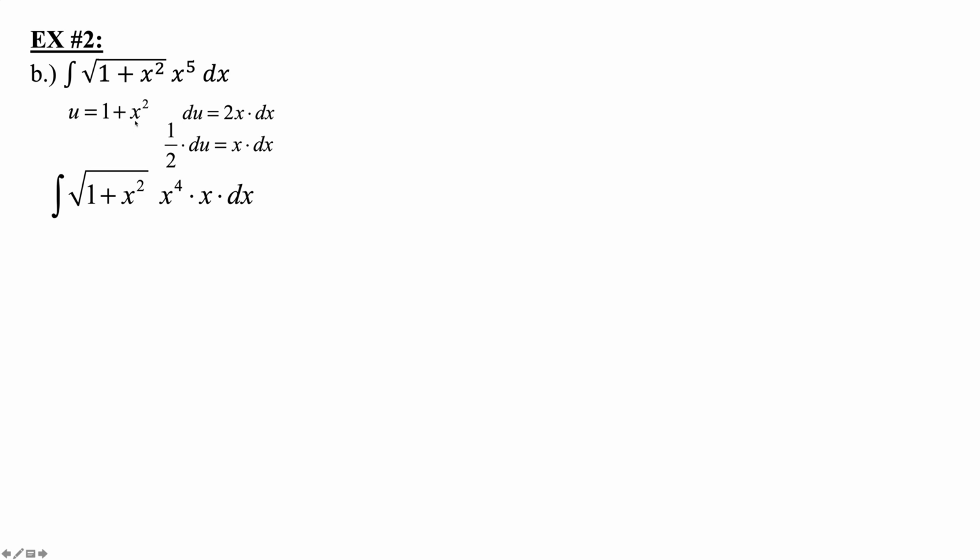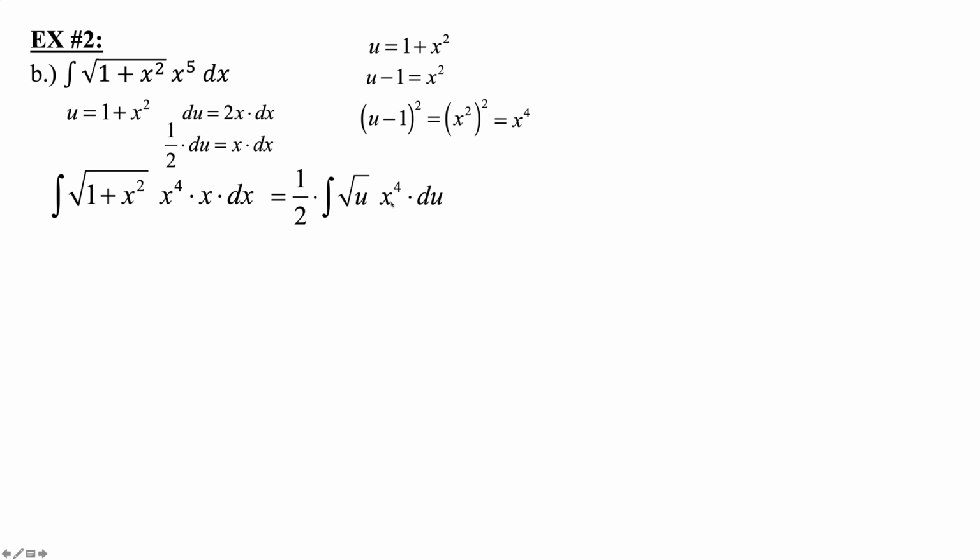Hey, why don't we do the same thing as before? Here's x squared. We can take x to the 4th and break that down as x squared squared. Right? There we go. And then if we square the u minus 1 after we get the x squared by itself, we can substitute that in for x to the 4th. So I now have 1/2 times the integral.